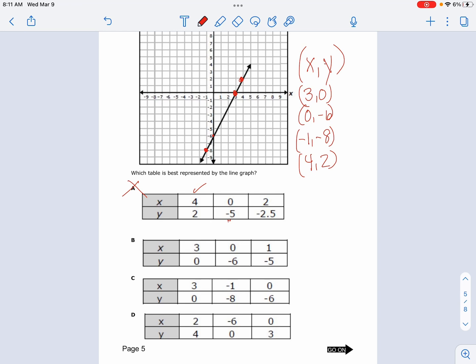B, I have 3, 0. 0, -6. 1, -5. I have 1, -4, but I don't have 1, -5. Let's look at C. I have 3, 0, -1, -8, and 0, -6. My answer is C.